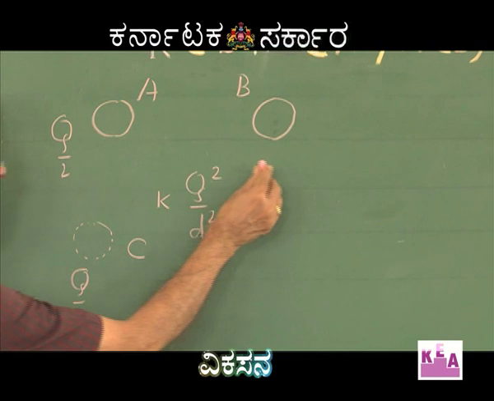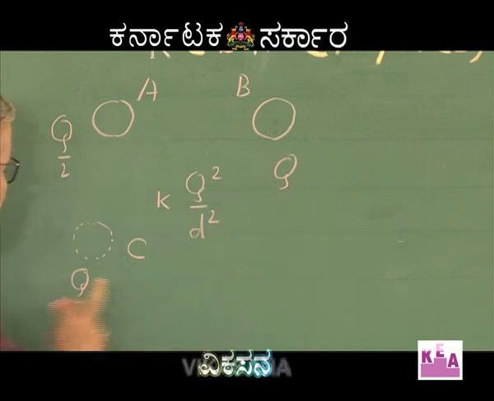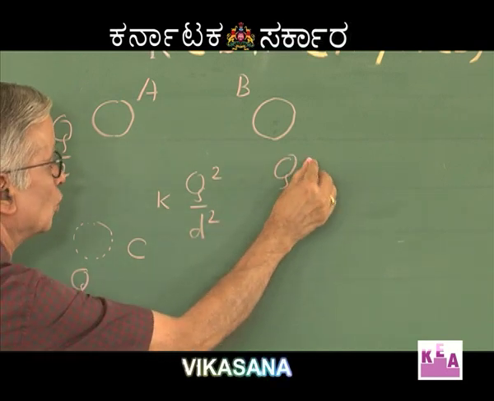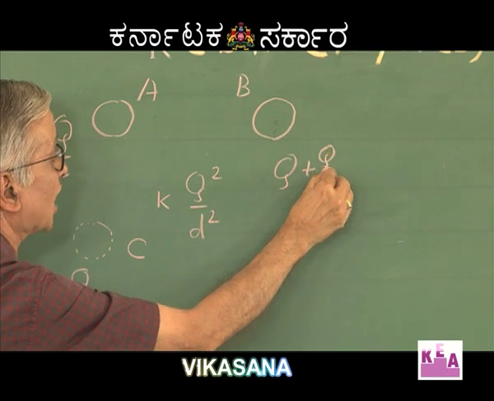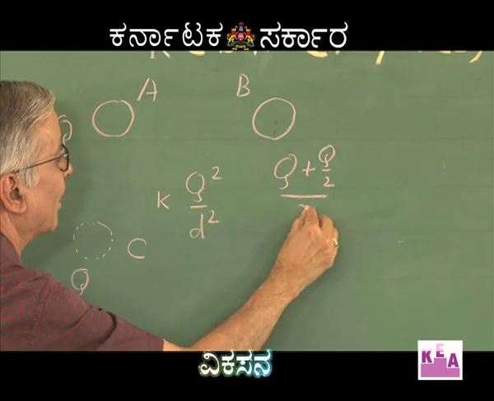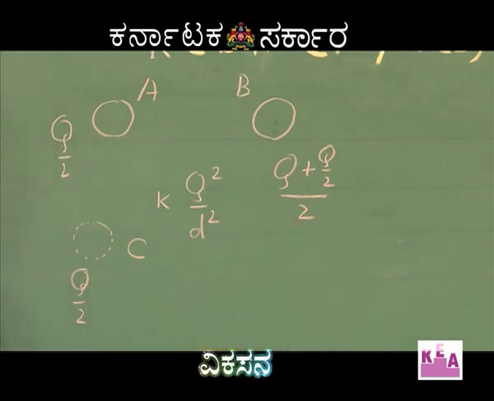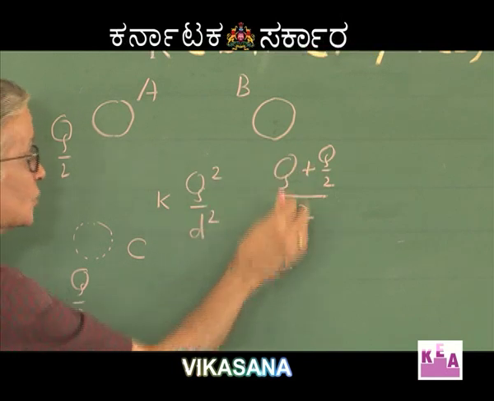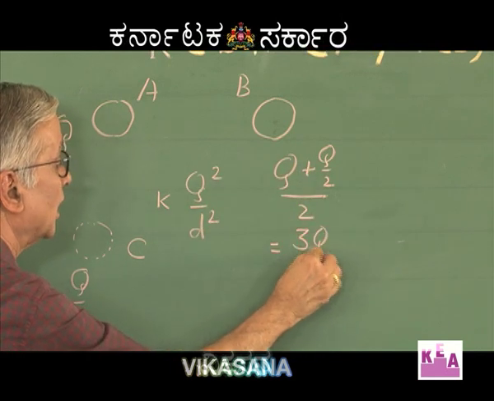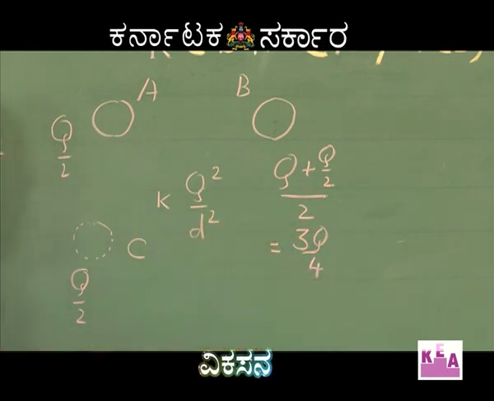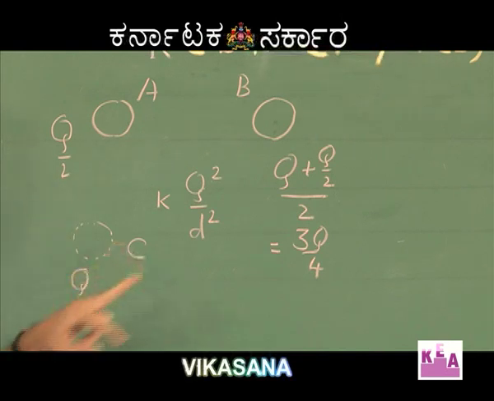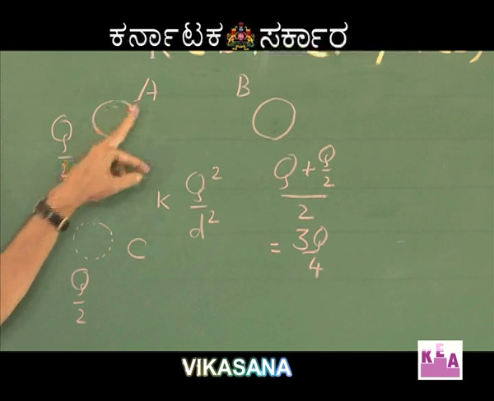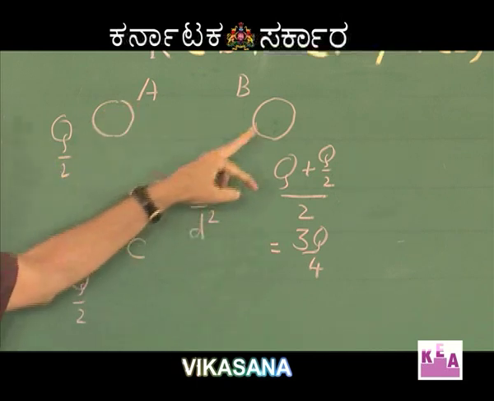Now suppose you take C and bring it in contact with B. The charge on B was Q, the charge on C is Q by 2. This total charge will get equally divided between the two. On account of that, the charge on each will be (2Q plus Q) divided by 4, which is 3Q by 4. Note one thing: if now C is removed, the charge on A is Q by 2, the charge on B is 3Q by 4.